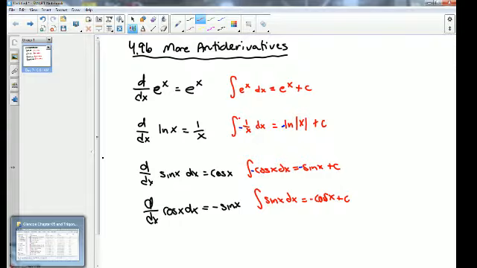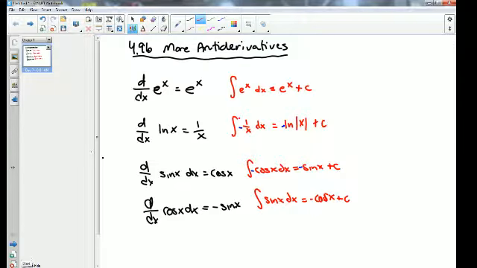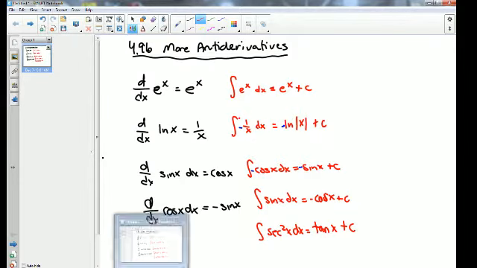Okay. So we could also do the integral of secant squared. Tangent plus C. There's no square, there's no negative. Remember, because the derivative of tangent is secant squared.